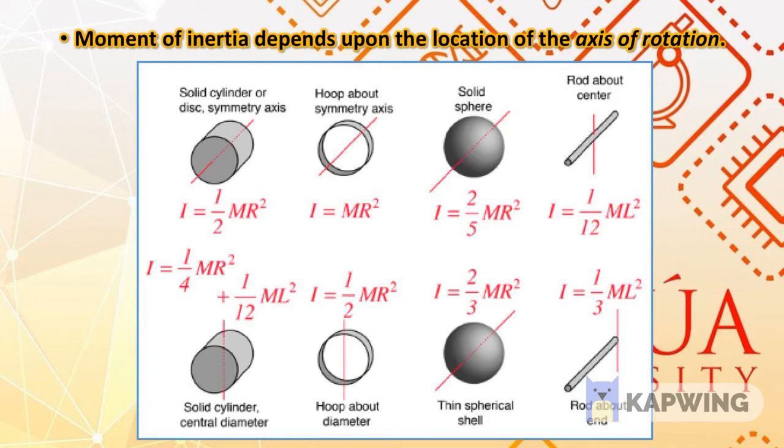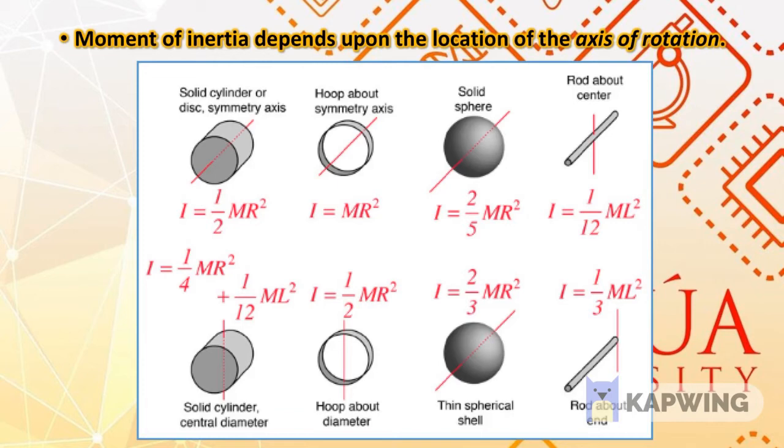For example, if we look at the hoop or ring, a hoop that is rotating about its symmetry axis, or rotating about an axis of rotation that is passing through its center, the moment of inertia I is equal to mr squared, where m is the mass of the hoop and r is the radius of the ring or hoop. So I is equal to mr squared.